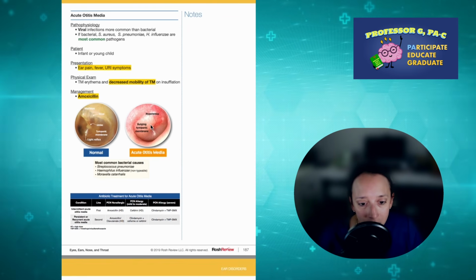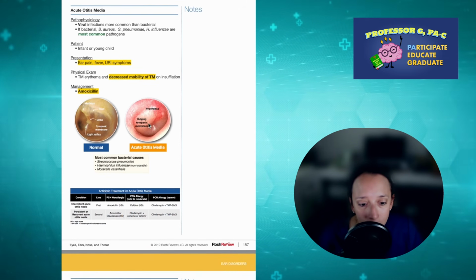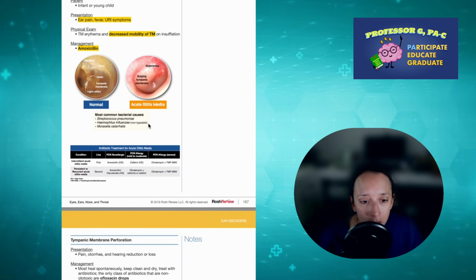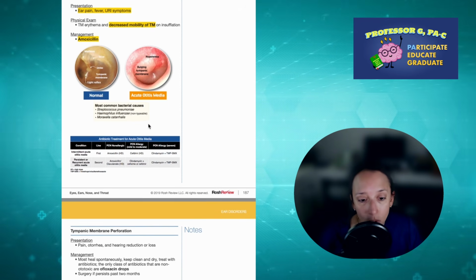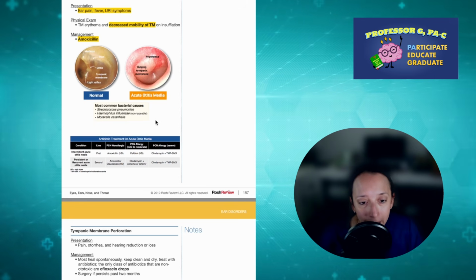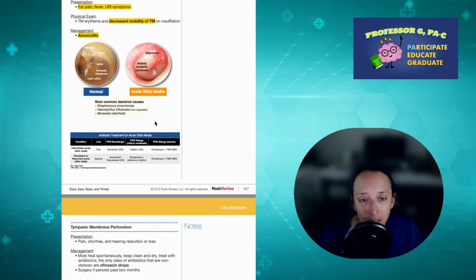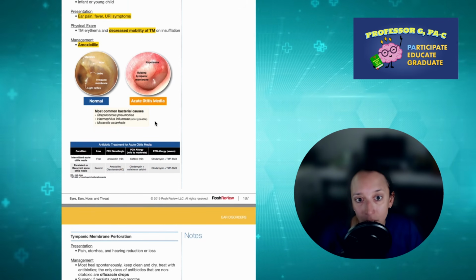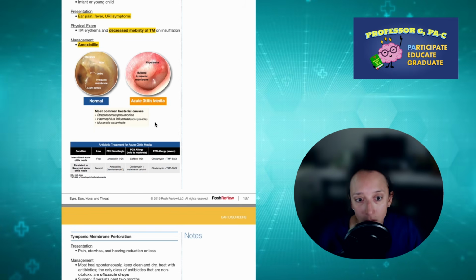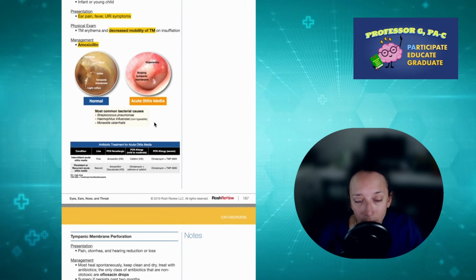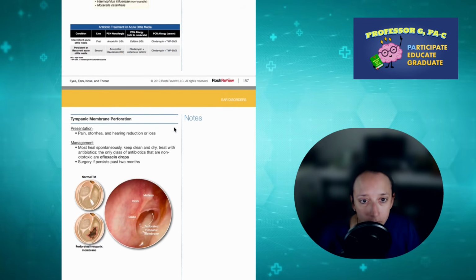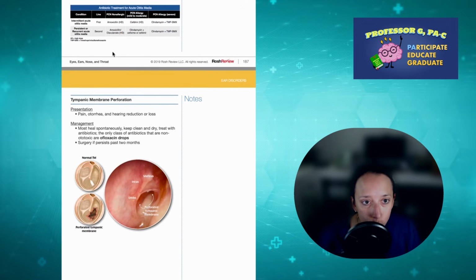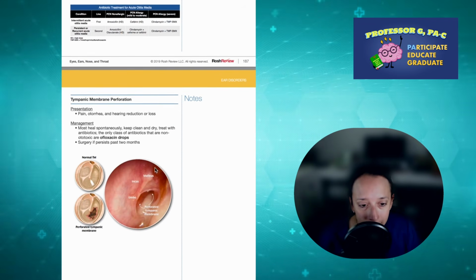Treatment is going to be amoxicillin, a higher dose, 80 to 90 milligrams per kilogram. We also need to know the indications for treating with antibiotics because not all patients require treatment with antibiotics. And we also need to know who needs ear tubes. So we have 3 episodes in 6 months or 4 in 12 months. Those are the kind of kiddos that are going to need ear tubes. All right, and here's your treatment for acute otitis media.